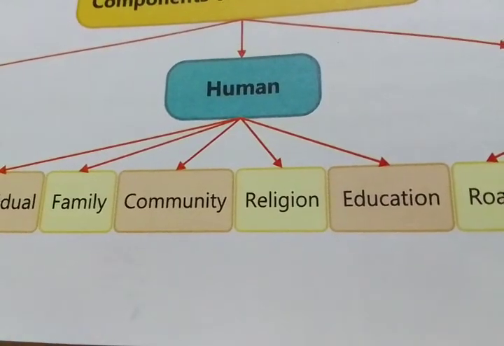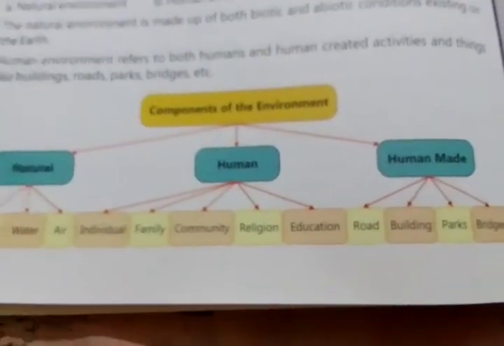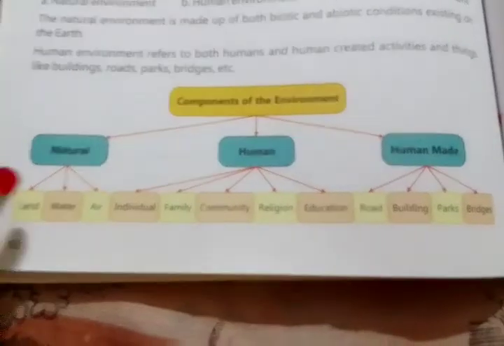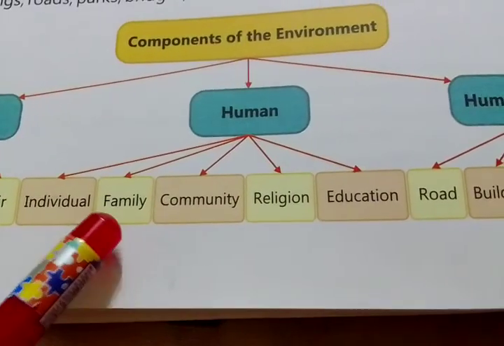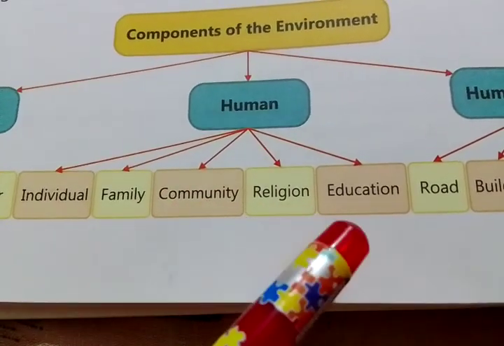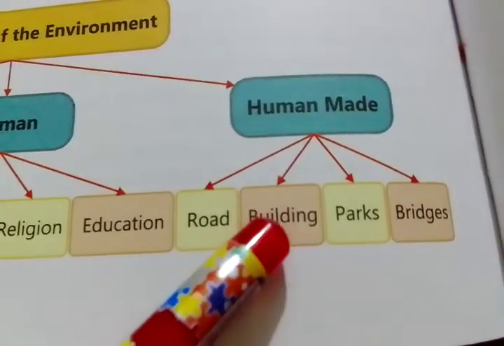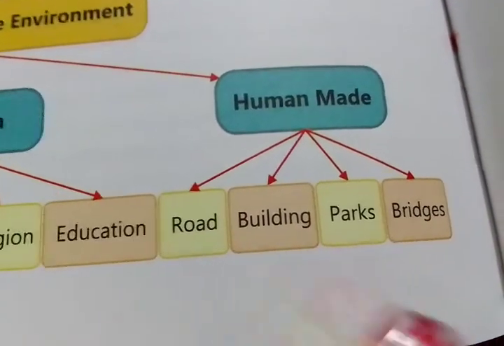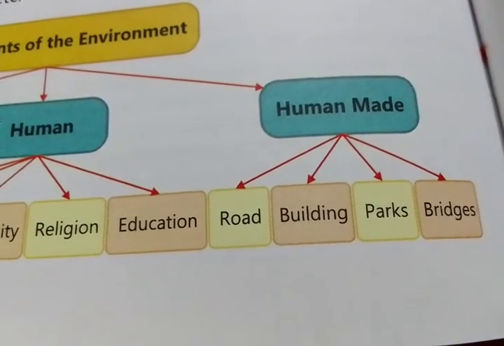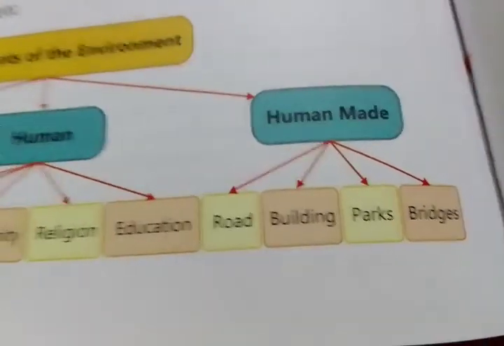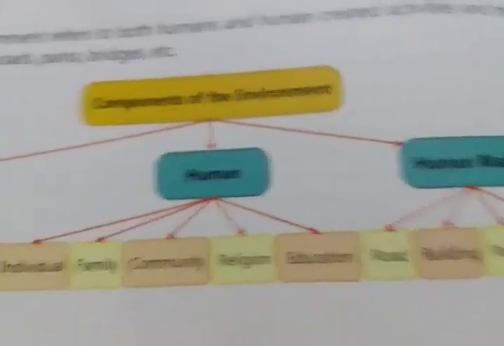In this diagram, you can see the components of the environment. Natural, human, human-made. Natural components are land, water, air. And human: individual, family, community, religion, education. And human-made: road, building, parks, bridges. So, this is a mind map of the components of the environment.